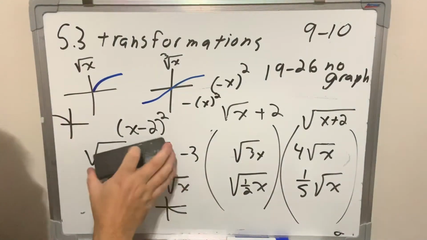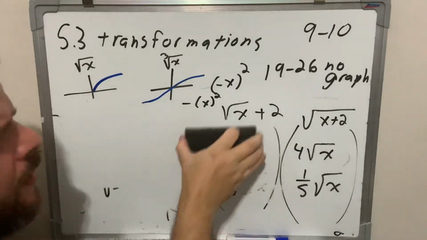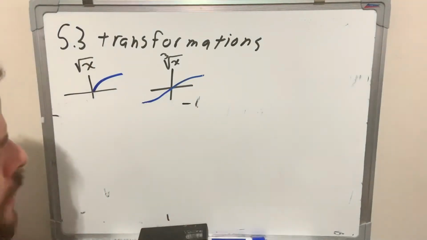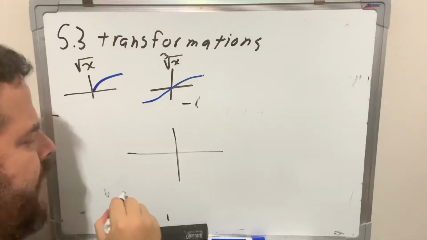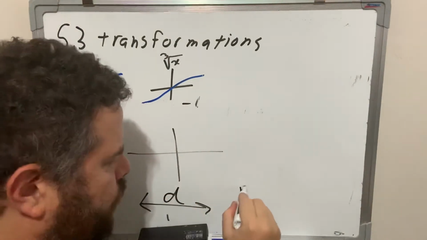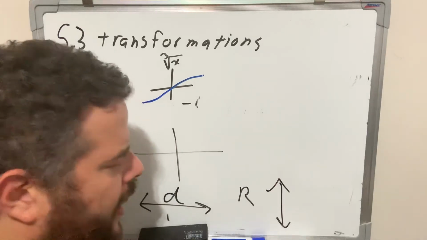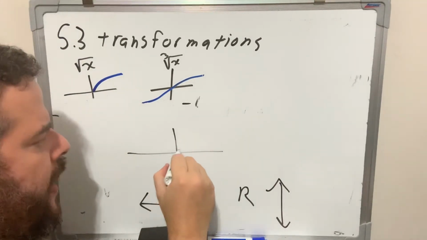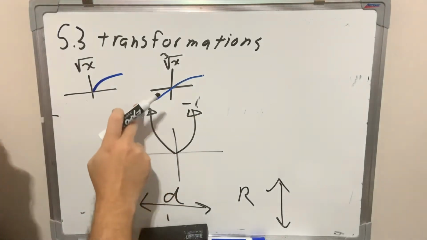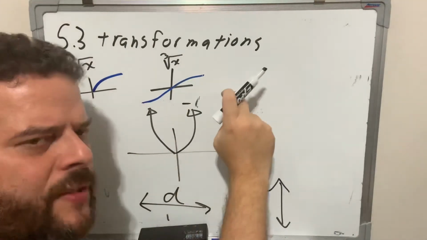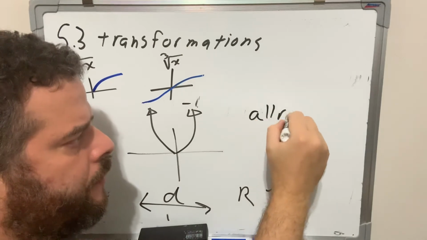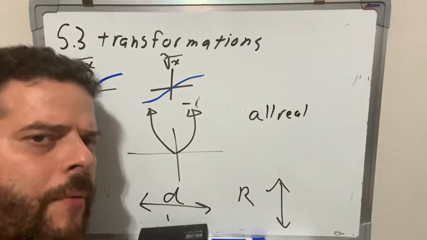Now let's go over a brief review of domain and range. Remember, domain is where your graph exists along the x-axis, and range is where your graph exists along the y-axis. Let's say, for example, I have this parabola. I know that parabolas increase infinitely to the left and infinitely to the right. So again, the domain is all real numbers.